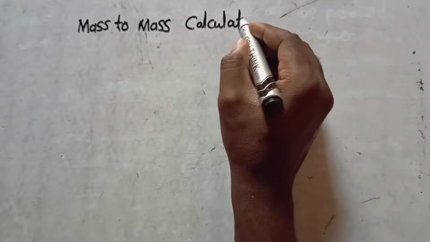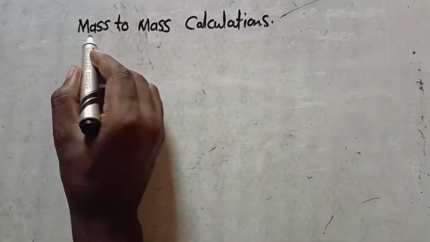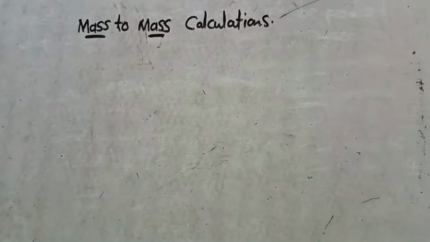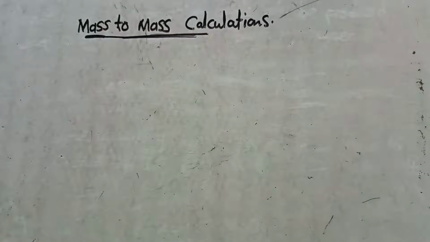Mass to mass calculations is where you are given the mass and told to find the mass. This is what I mean by mass to mass calculation. This is something that is so simple. We are just building on concepts. So if you understood what I've shared, the part I'm introducing will be very simple to you.